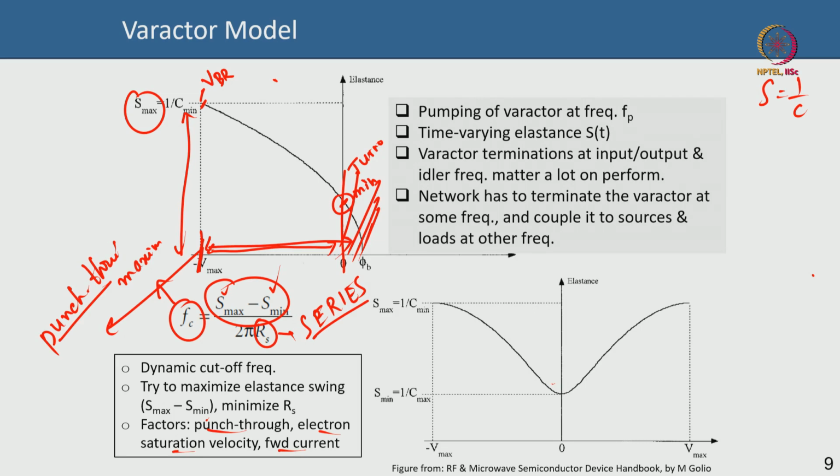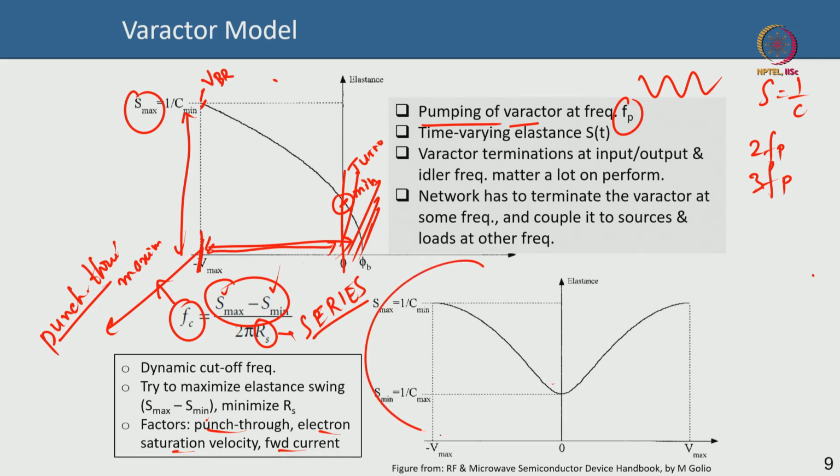Now in general, pumping the varactor is when you are bringing in a signal at a certain frequency fp. When you pump the varactor, the elastance changes with time. And as I told you, you will generate multiple harmonics, you can generate 2fp, 3fp, etc., but you need to terminate those frequencies which are idlers, which you do not want. And that matters a lot.